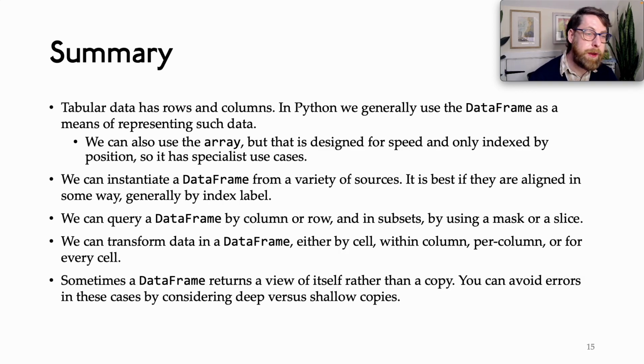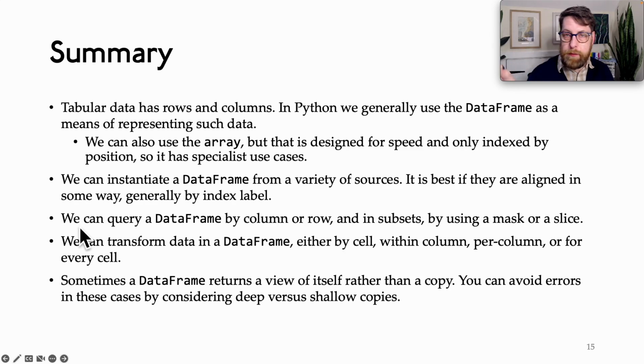We can also use the array. The array is only indexed by position. It's very useful for being really fast, but it's not so easy to get data out. By contrast, with a data frame, as we see, there are many ways that you can get data. You can get it by row or column. You can get a single cell. You can slice, and you can also use boolean filters to winnow your data down a little bit.